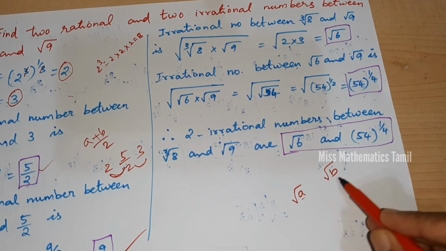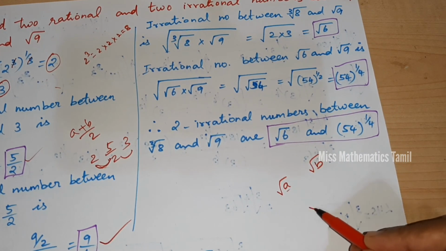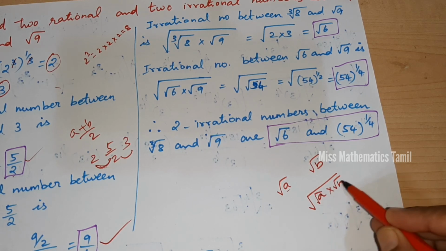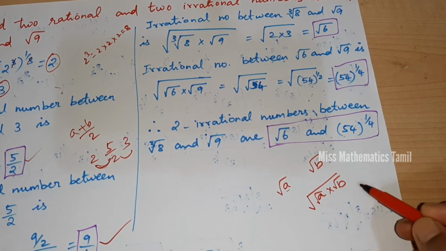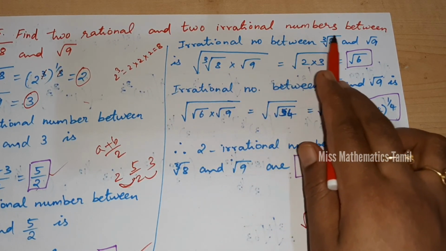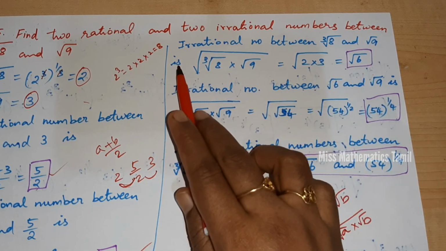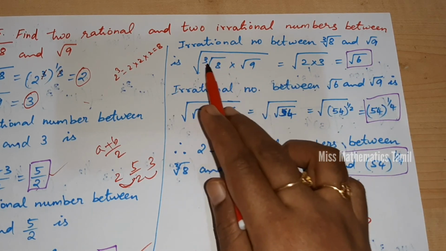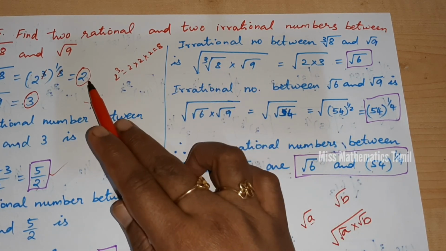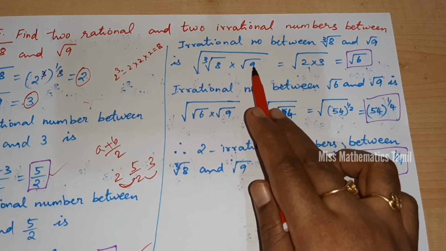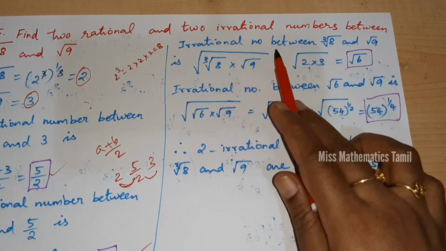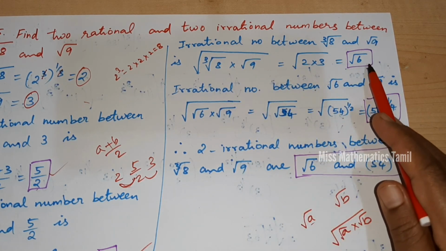In between two irrational numbers, the formula is root of A into B. This is the formula for an irrational number, right? So I am using this formula. The irrational number between cube root of 8 and cube root of 9 is root of, this one is A into this one is B. What is this answer? 2, already we know. What is this answer? 3. So root of 2 into 3 is equal to root 6. So the irrational number between these two is root 6.